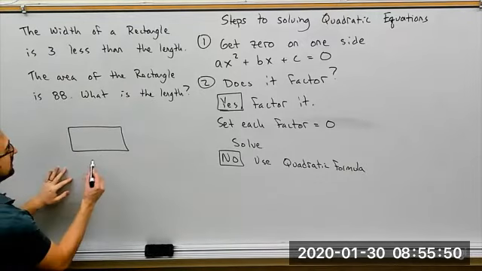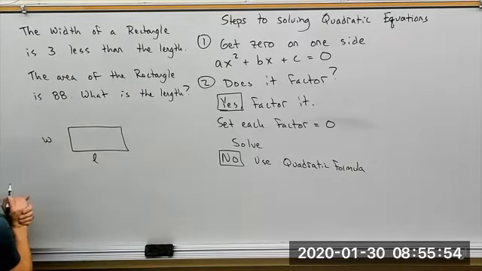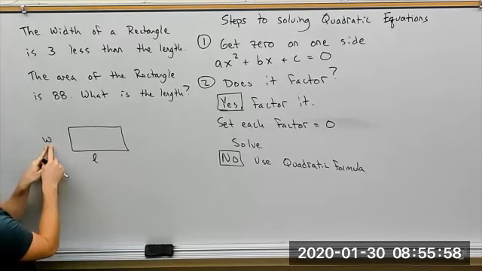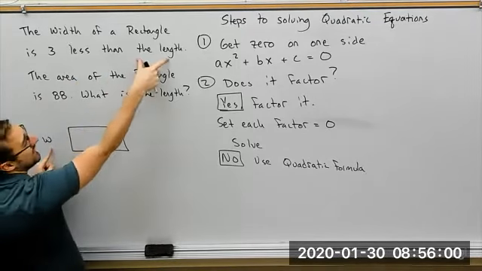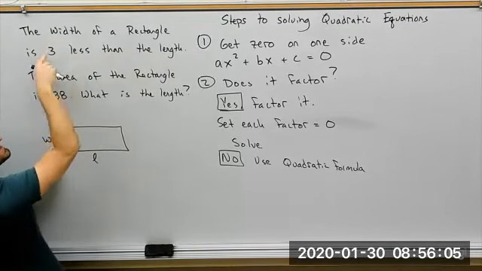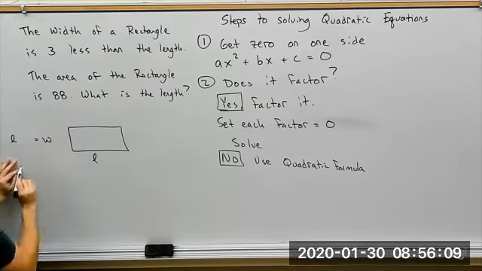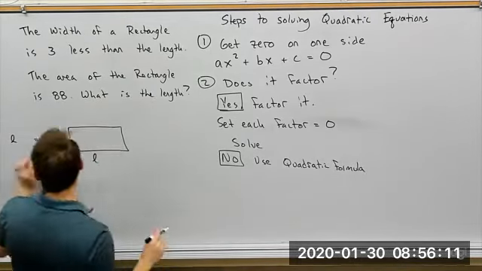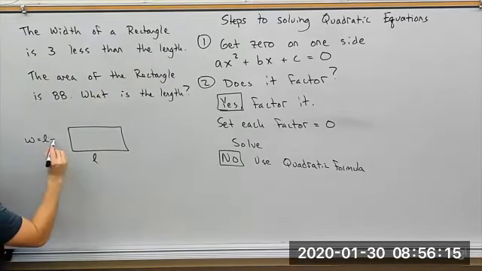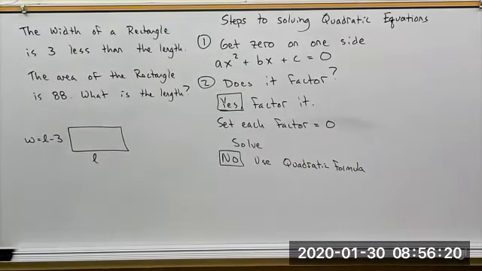So let's call the length L and the width W. The length is L. To get the width, we take the length and subtract 3, because the width is 3 less than the length. So the width is the length minus 3.